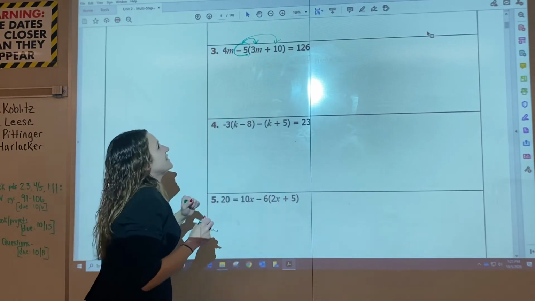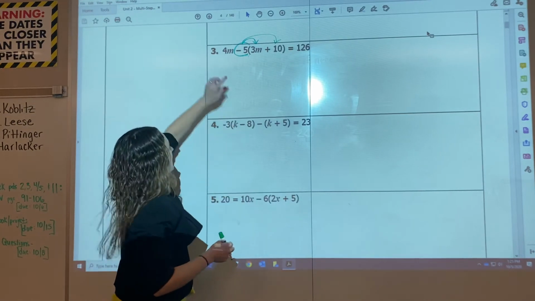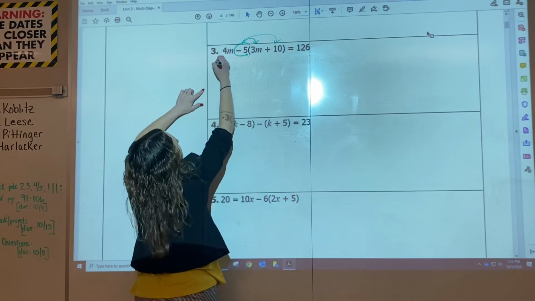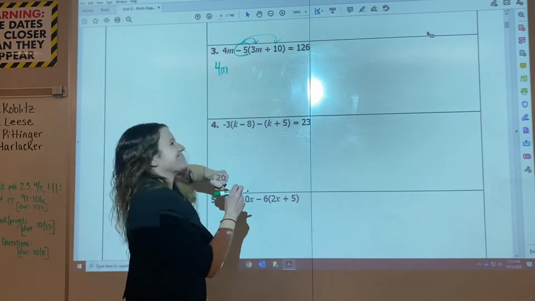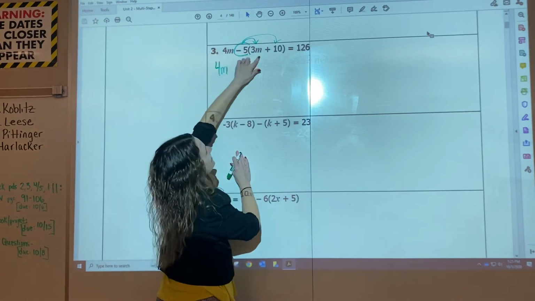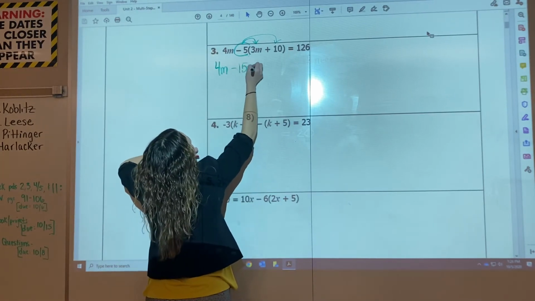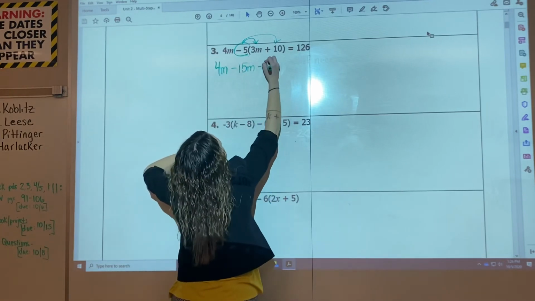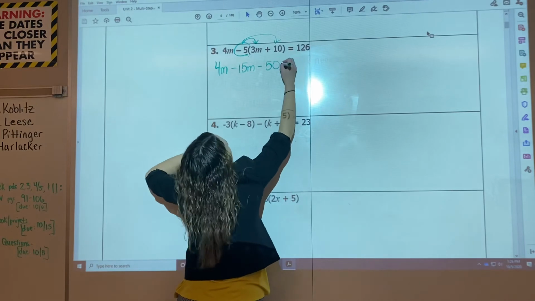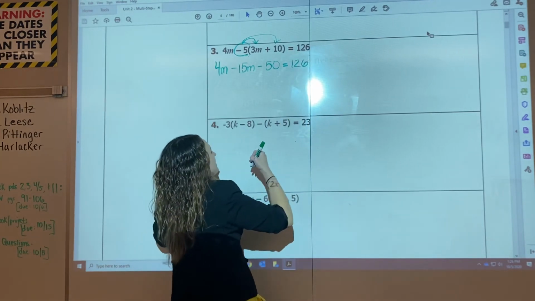All right. And because I have a habit of forgetting to bring things down, I'm going to bring that guy down right away. Now I'm going to ignore him and distribute. So I have -5 times 3m, which gives me -15m. -5 times +10 gives me -50. And then I'm going to bring down my equal sign and my 126.